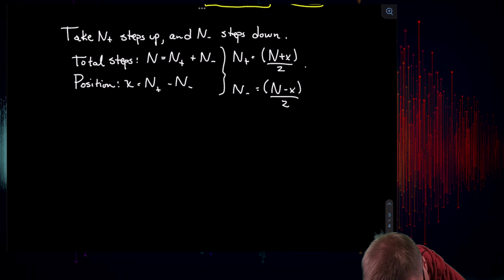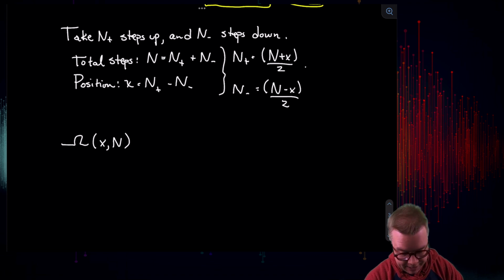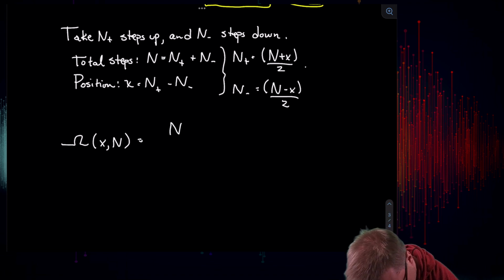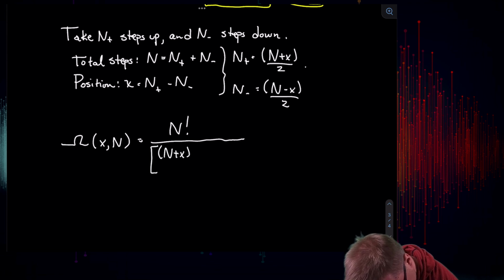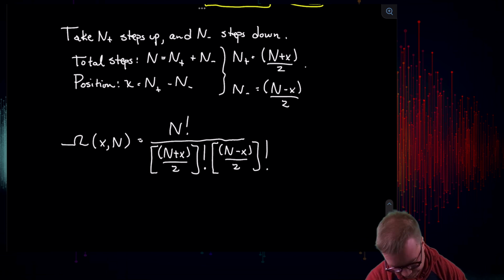And so at the end of the day, the number of microstates that we have for a position x after n steps will be n factorial divided by (n plus x)/2 factorial, times (n minus x)/2 factorial.